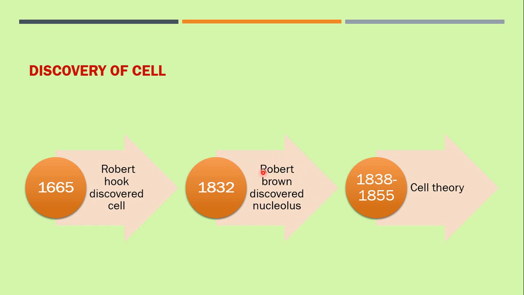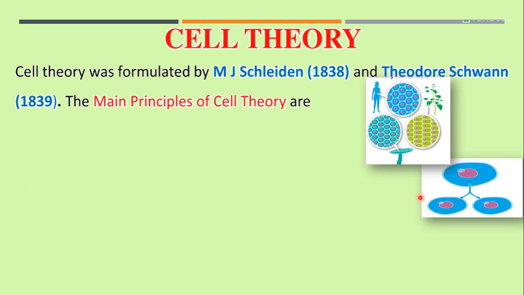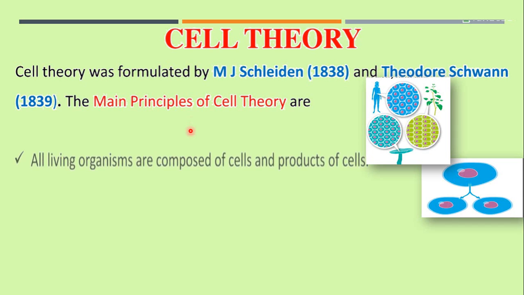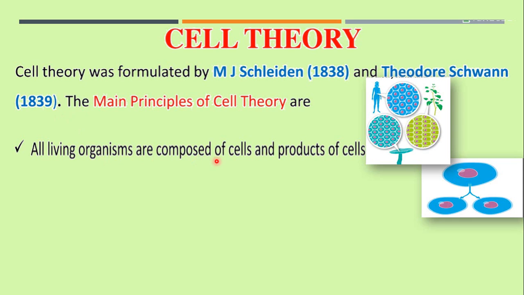Many discoveries were made during this era, and from 1838 to 1855 a cell theory was proposed by two scientists, Schleiden and Schwann, which completely describes the structure of the cell. What is cell theory? It was proposed by M.J. Schleiden in 1838 and Theodor Schwann in 1839. After combining their work, a complete three-sentence theory was published to the world, which is termed cell theory.